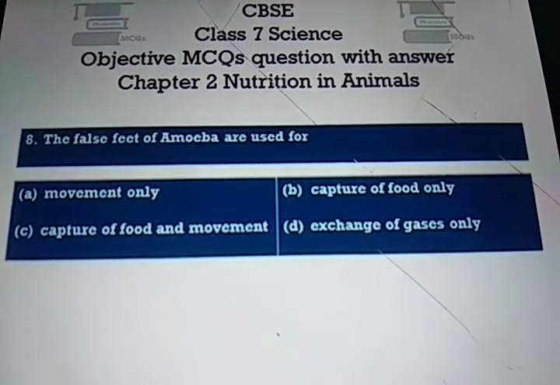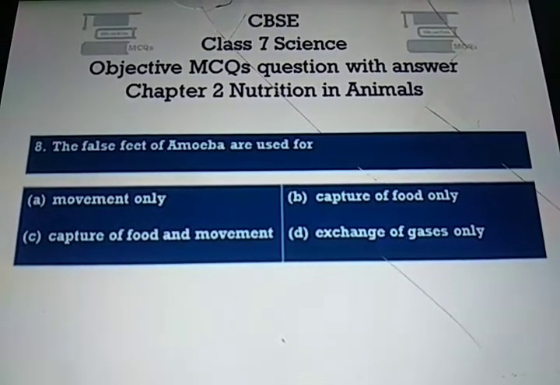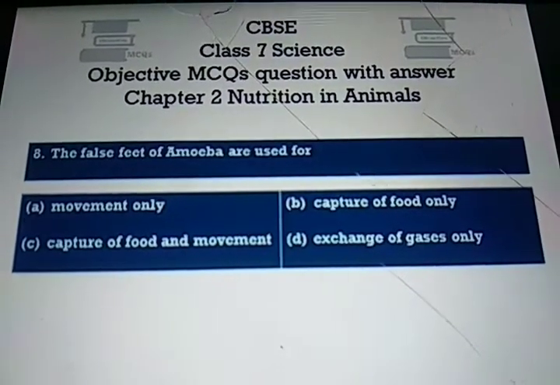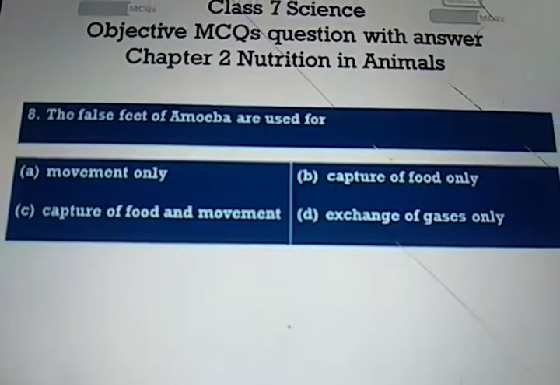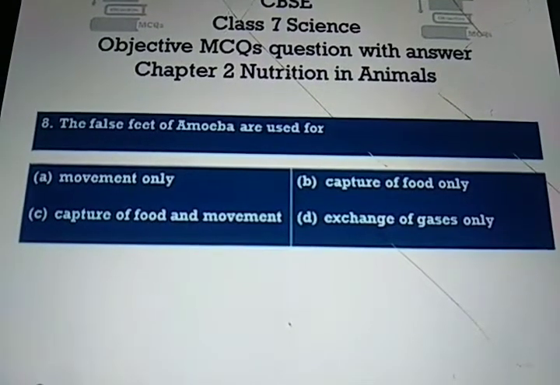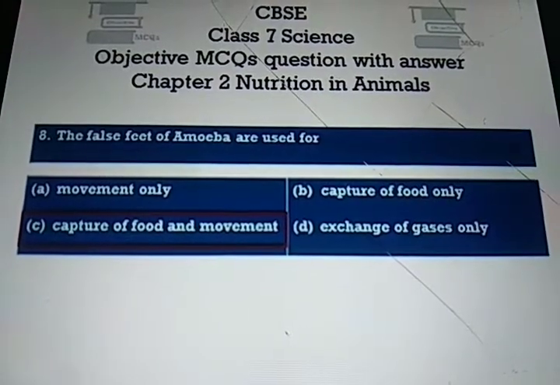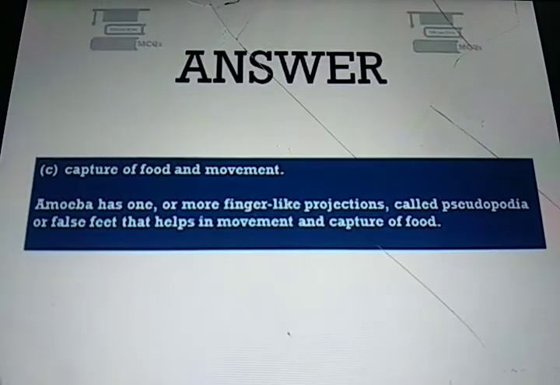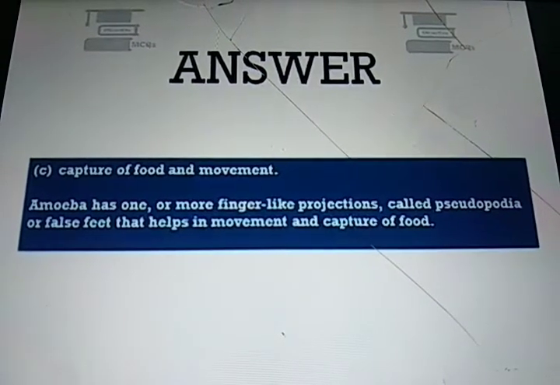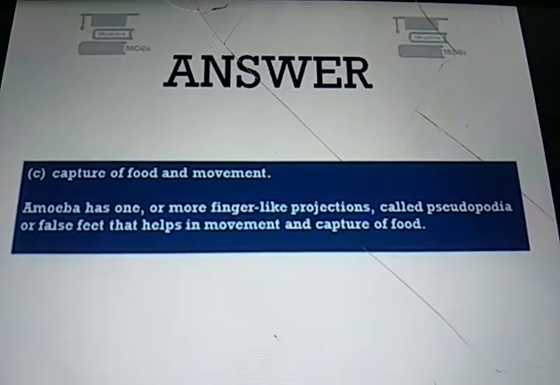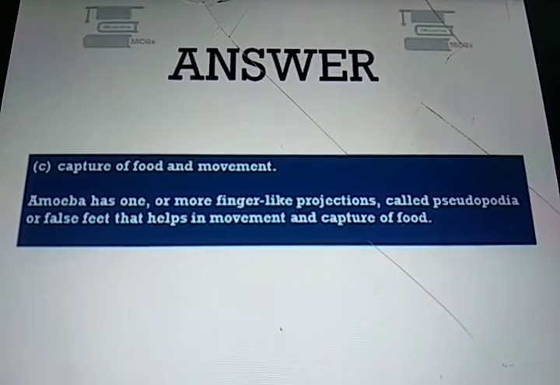Question number 8. The false feet of amoeba are used for: option A, movement only; option B, capture of food only; option C, capture of food and movement; and option D, exchange of gases only. And the right answer is capture of food and movement, option C. So amoeba has one or more finger-like projections called pseudopodia or false feet that help in movement and capture of food.